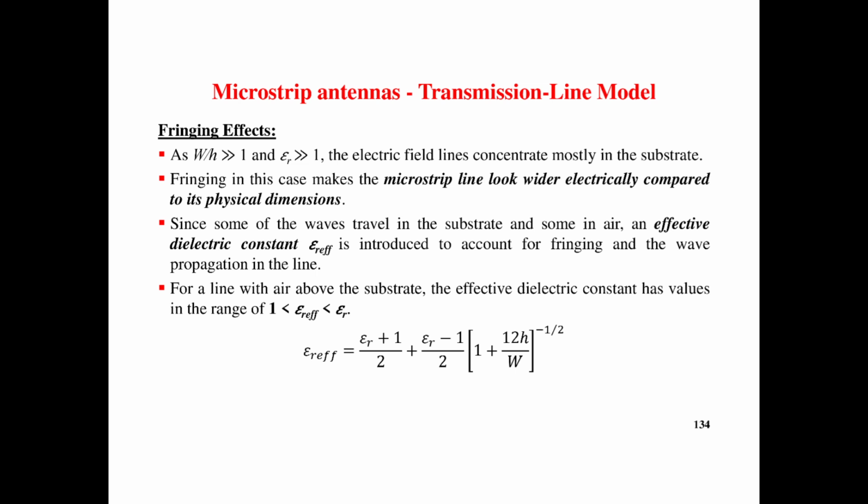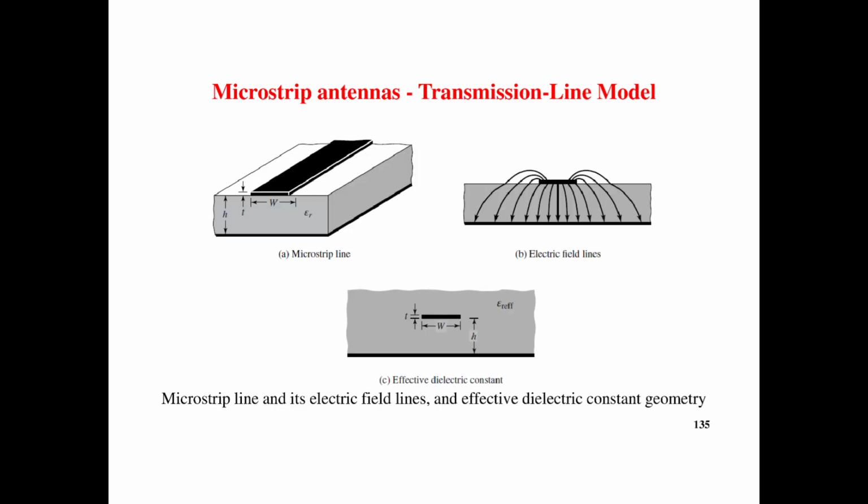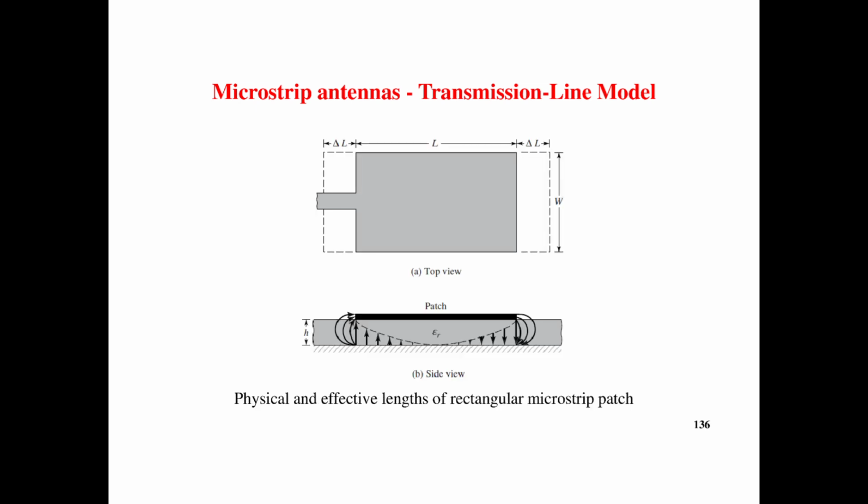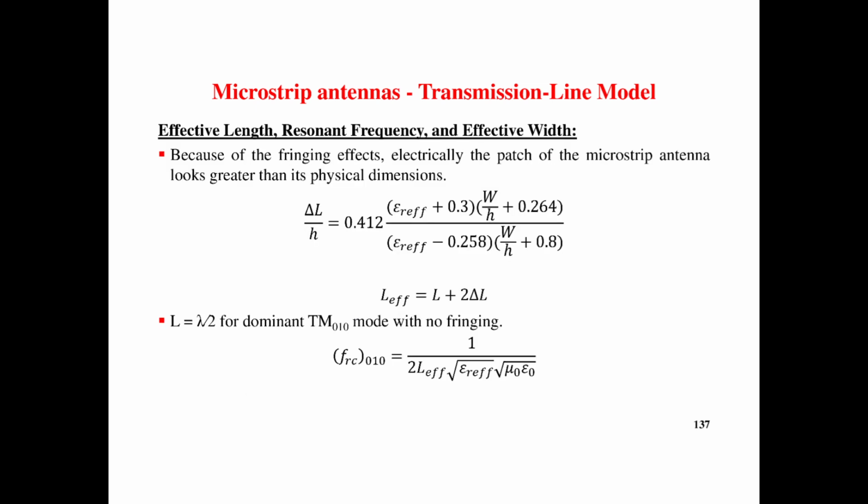Electric field concentrates mostly in the substrate. Some of the waves travel in the substrate and some in the air, so an effective dielectric constant is introduced. Epsilon r effective is equal to epsilon r plus 1 by 2, plus epsilon r minus 1 by 2, times 1 plus 12 h by w, whole power minus 1 by 2. This includes the design of the transmission line. The physical length and height of the microstrip patch are given.